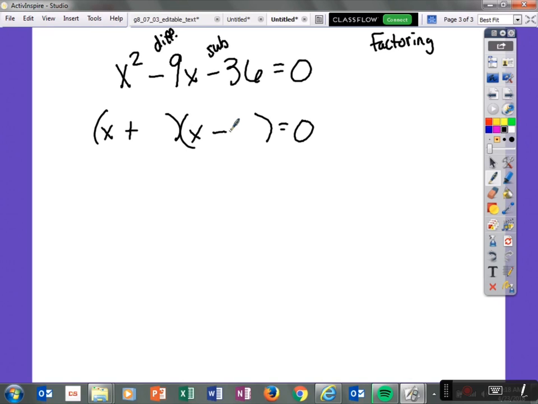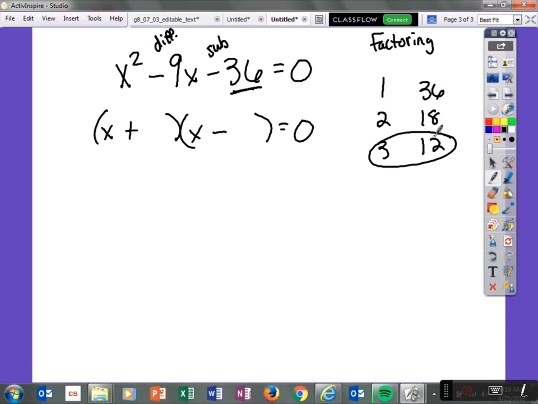I gotta find factors of 36 that subtract to give you 9. So, we've got 1 and 36. 36 minus 1 is 35, so that's not it. 2 and 18. 18 minus 2 is 16, that's not it. 3 and 12, that's it. And 12 minus 3 equals 9.